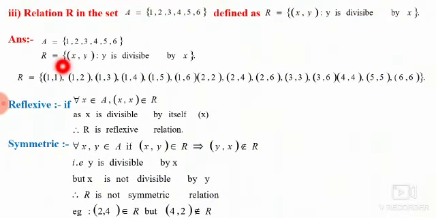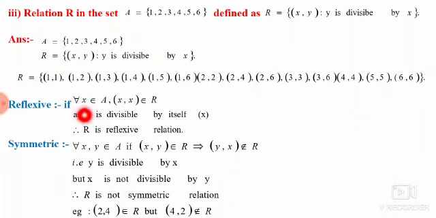Now these are the elements of A cross A, and this relation is a subset of A cross A. Now we have to check whether this relation is reflexive, symmetric or transitive or not.